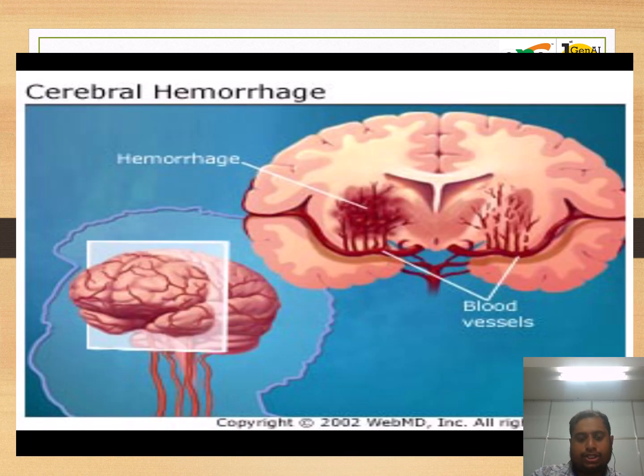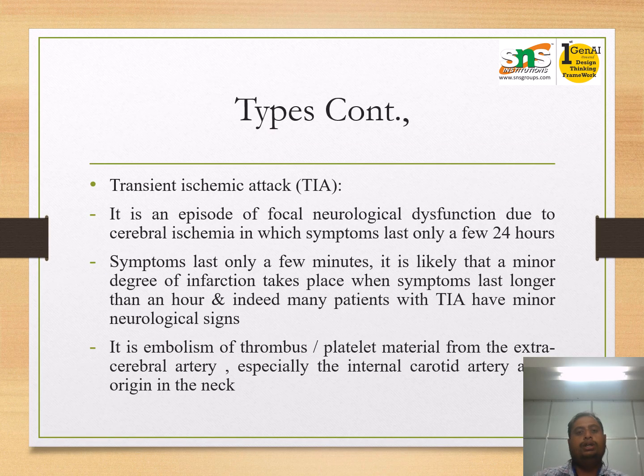See how the hemorrhage occurs. Hemorrhagic means the blood vessel got ruptured and bleeding from the internal part of the brain occurs. If part of the brain is rupturing and the bleeding occurs inside the brain, then that particular part of the brain is not getting blood supply.